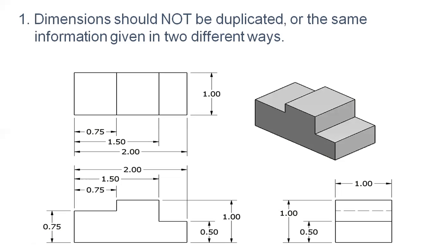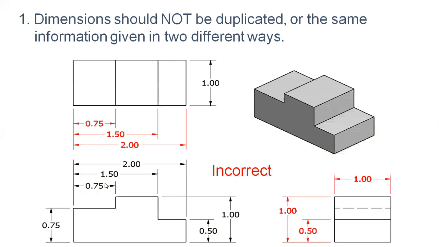in different ways. The 0.75 is shown above the top view as well as in the bottom view, that is the front view. The red color indicates the dimensions which are over dimensioned. So in one view, you should mention the dimension of the object. Over dimensioning is not allowed.